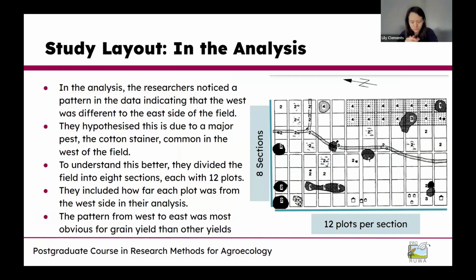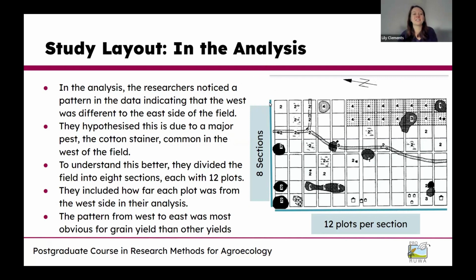So, I know we're talking about the design, but this is where it gets a bit interesting in this case study. When they were analyzing the data, the researchers noticed a pattern in the data indicating that the west was different to the east on the field. So our north is towards the top left-hand corner. That was me checking where left is.